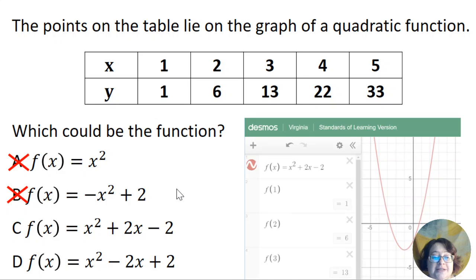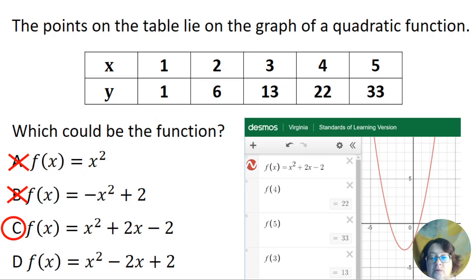Now we try answer choice C. F of x equals x squared plus 2x minus 2. And f of 1 is 1. We have a match. F of 2 is 6. We have a match. F of 3 is 13, which matches. We can go ahead and try our last two. F of 4 is 22, and f of 5 is 33. So they match for all of these numbers. So answer choice C is the one I pick.